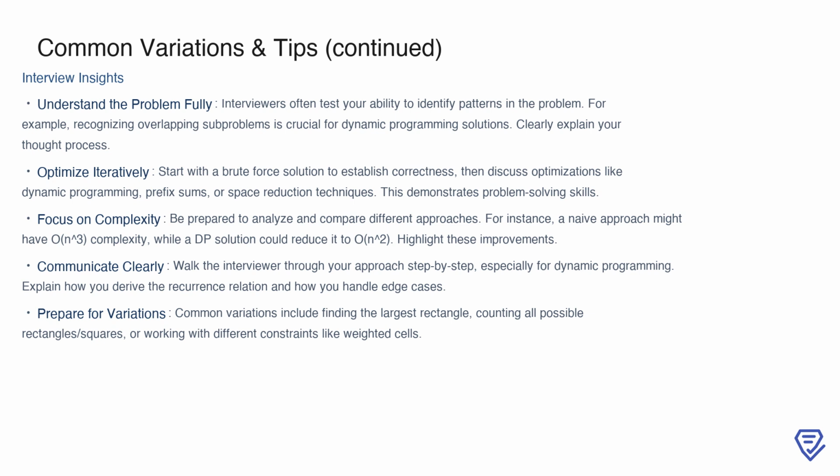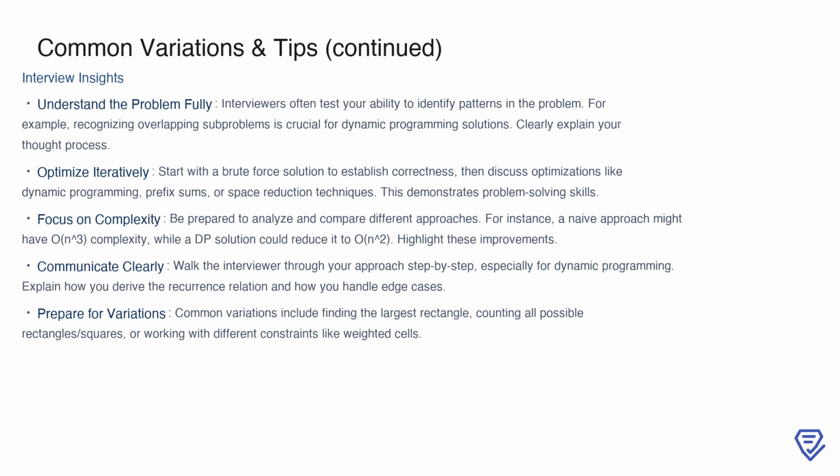Complexity analysis is another key aspect. Be prepared to compare approaches. For example, a naive solution might have an O(n cubed) time complexity, while a dynamic programming approach could improve this to O(n squared). Highlighting these improvements shows your ability to think critically. Communication is paramount, so walk through your approach step by step, explaining how you derive the recurrence relation and handle edge cases. Finally, be ready to adapt to variations of the problem.